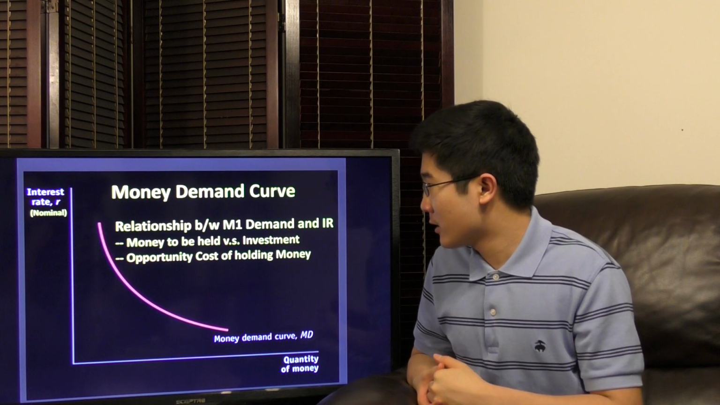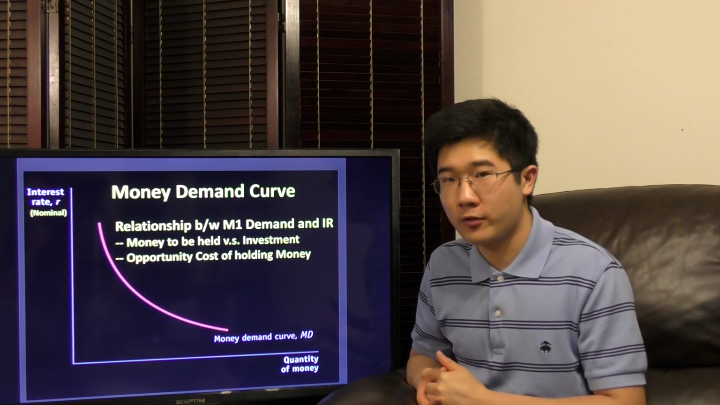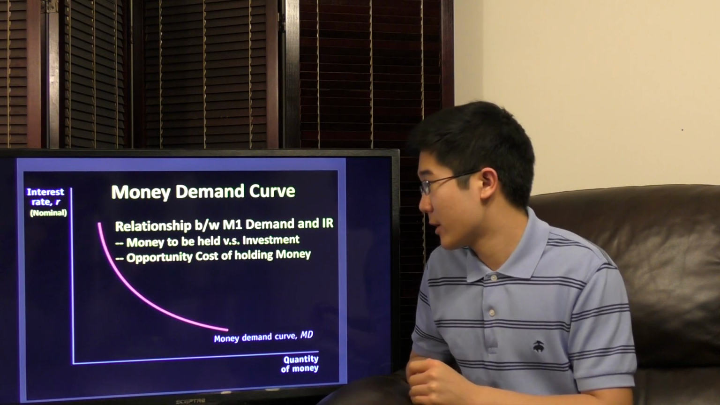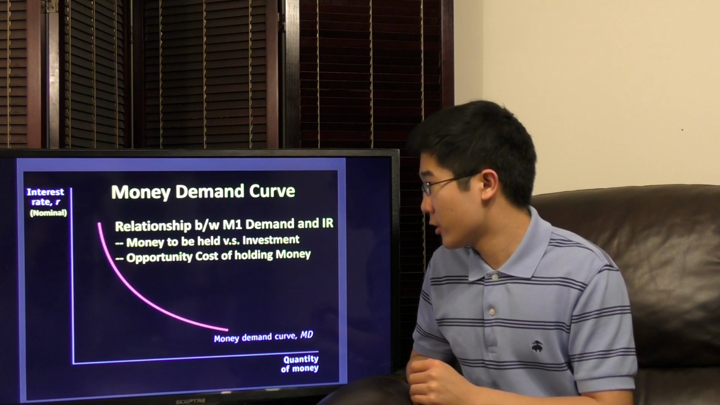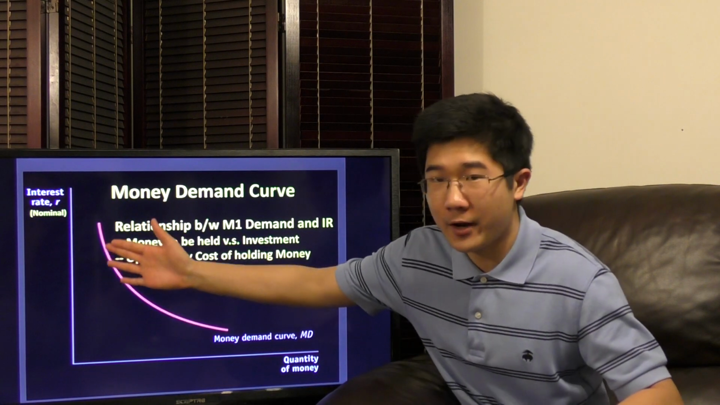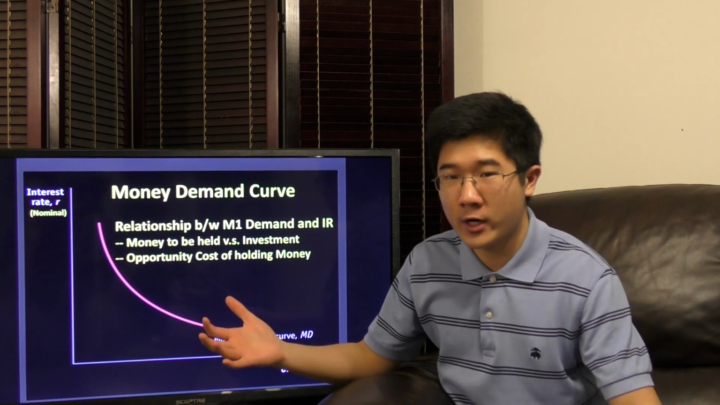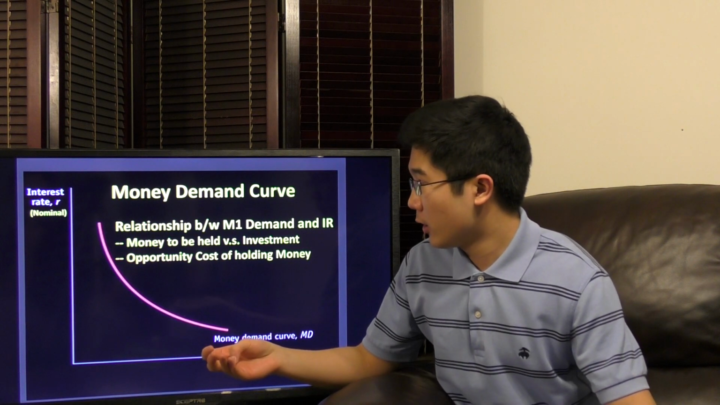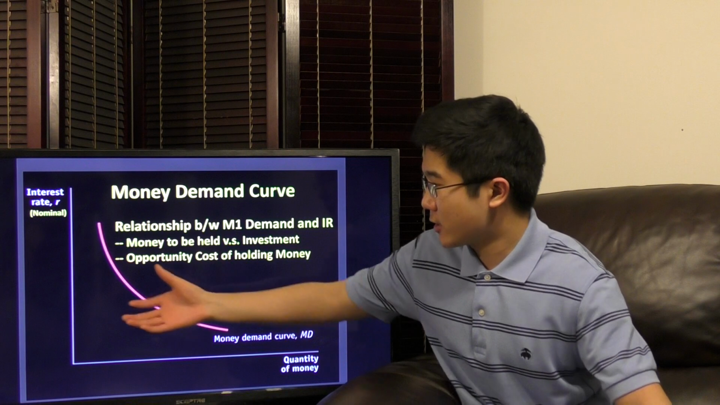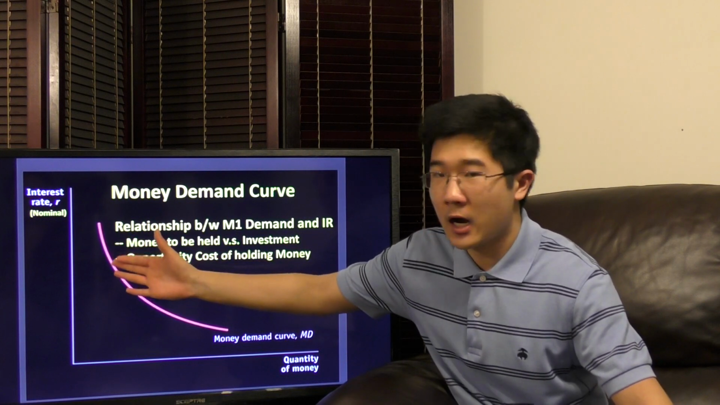So basically, it's money held versus the opportunity cost of holding money, which is, of course, the investments you can make with the money or the savings you can make with the money. So it represents the opportunity cost. Why? Because at high interest rates, the opportunity cost of holding money is higher because you're missing out on much more interest payments. And so therefore, more people are likely to hold less money and to save more of that money. And so the money demand when the interest rate is high is low.